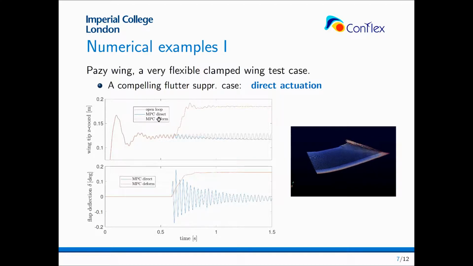But we first take a look at the open loop. We see that when the wing is released, the wing starts to deform. And when it starts to reach the static equilibrium point, we see that there is this onset of flutter, and some oscillations start to grow. And then we set up our MPC problem to suppress those oscillations.